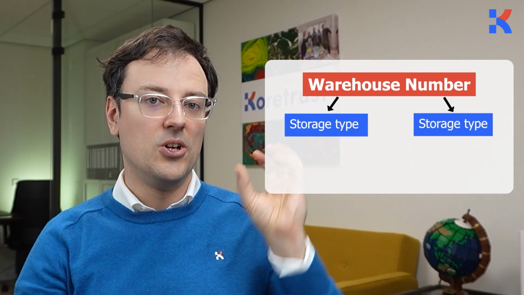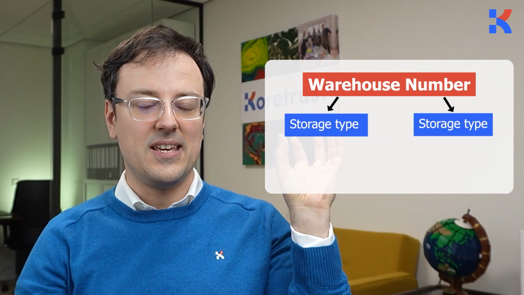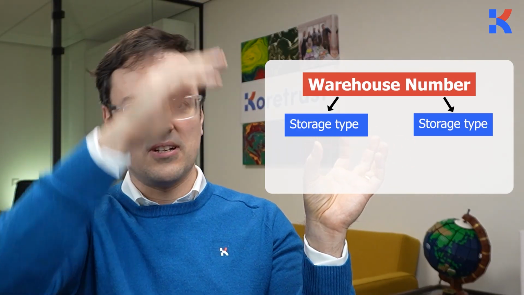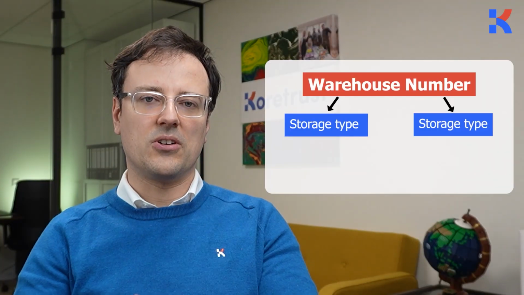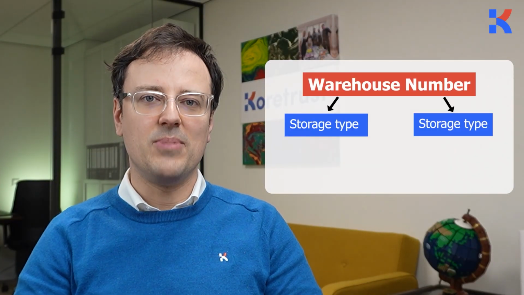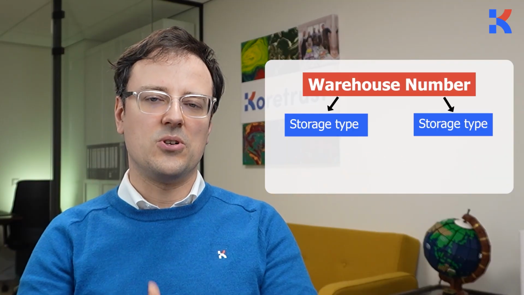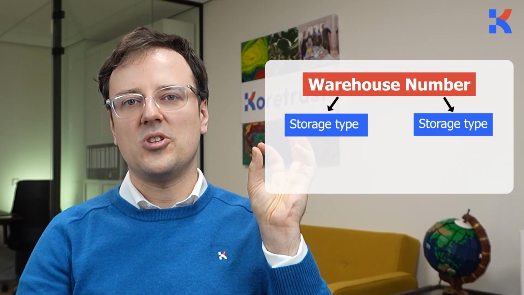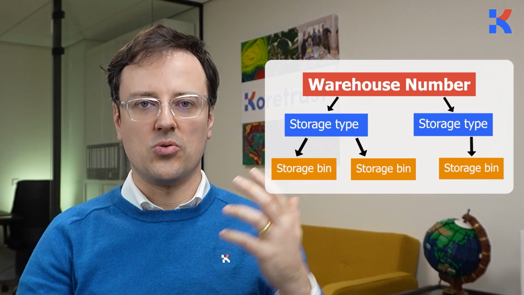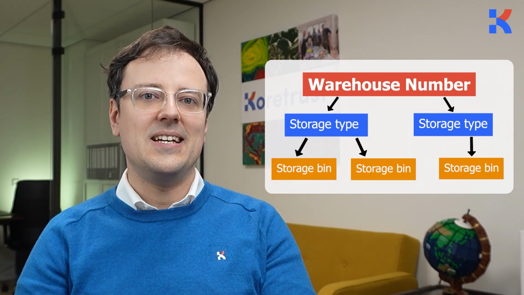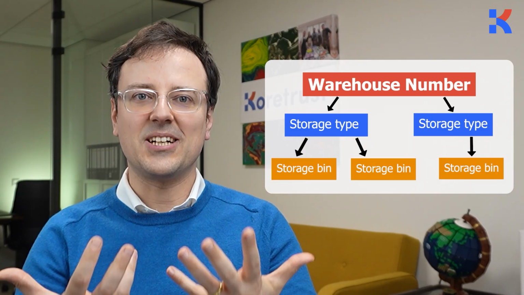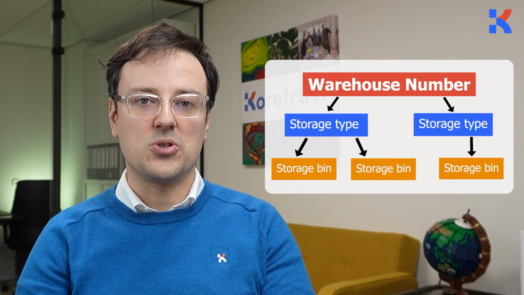For example, the storage type with the rack where you can place your goods in a rack, or the storage type on the ground area where you have one big area on the ground where you can place the goods, and other kinds of storage types. Each and every storage type can have one or more storage bins, and the storage bin is the unique location, the unique place where you can store goods.